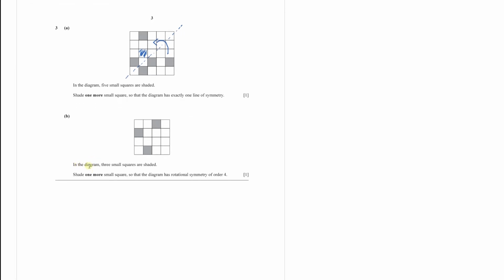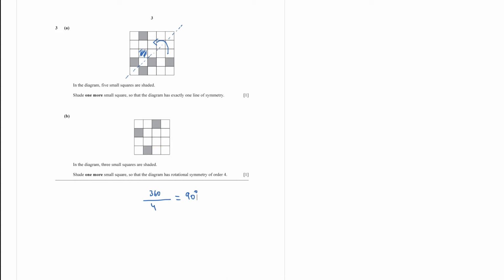So part B: in the diagram, 3 small squares are shaded. Shade one more small square so that the diagram has rotational symmetry of order 4. So first we need to calculate the degrees after which this pattern will repeat. That means you divide the full 360 degrees, which is one full rotation, by the symmetry order, which is 4 here. So 360 divided by 4 is 90 degrees. So that means this pattern of these shaded boxes will repeat every 90 degrees.